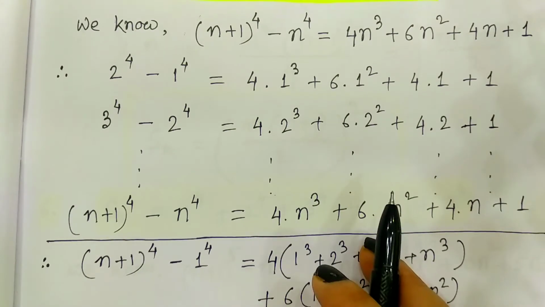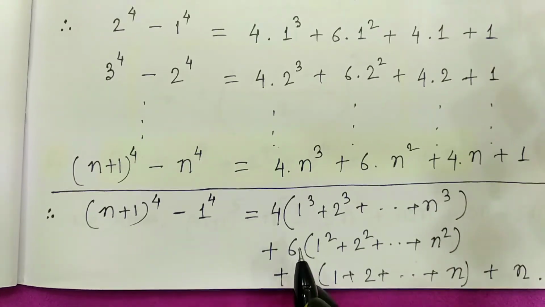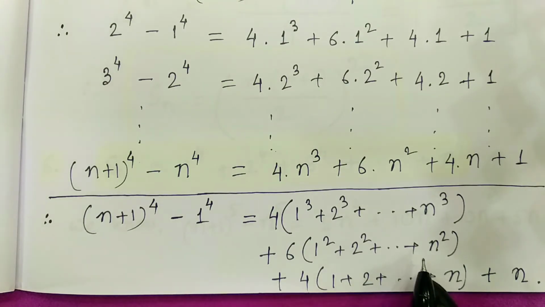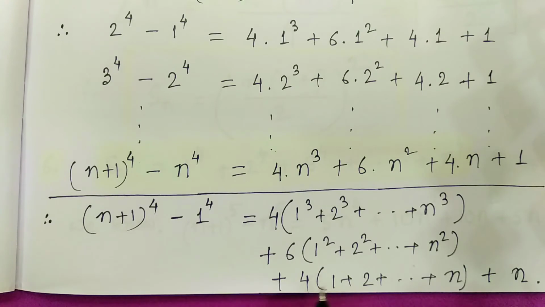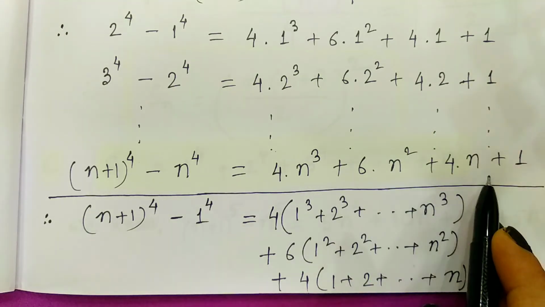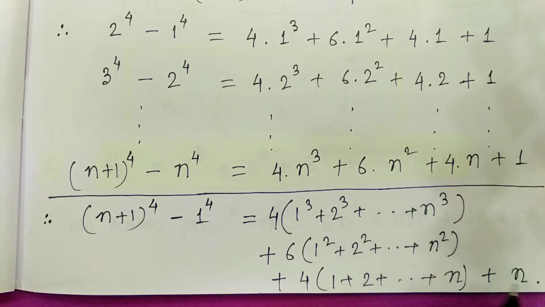From here if we take 6 common, then we will find 6 into 1 square plus 2 square plus 3 square, in this way up to n square. From here if we take 4 common, then it remains 4 into 1 plus 2 plus 1 plus 2 plus 3, in this way up to plus n. And for the last one finally it is plus n.